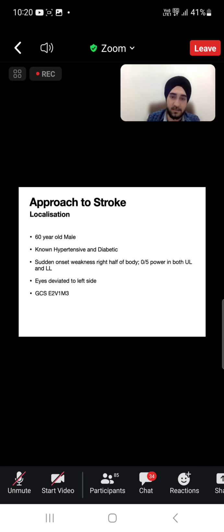Now comes the second case. Now try to dissect this one. A 60-year-old hypertensive diabetic, sudden onset weakness of the right half of the body, power is 0/5 in both upper and lower limbs. Eyes are deviated to the left, and now in this case, GCS is low. What do you think?